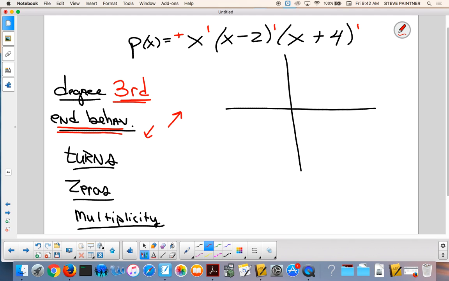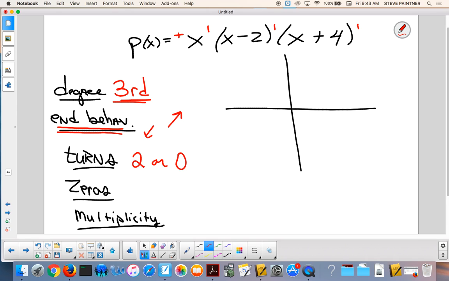See, these are clues, guys. I talked about this yesterday. N minus 1, which means take your degree, third degree, subtract 1. 2. It could turn 2 times or 0. You just subtract 2. 2 minus 2 is 0. So it's going to turn 2 times or it won't turn at all.